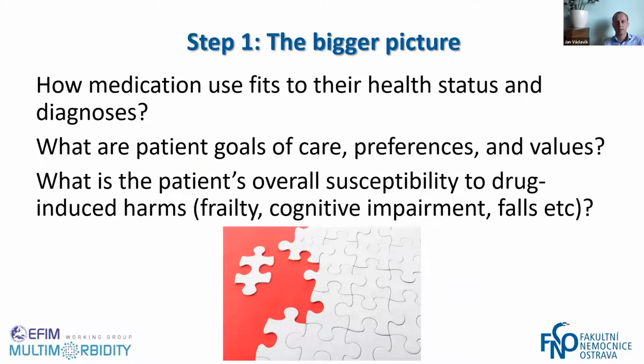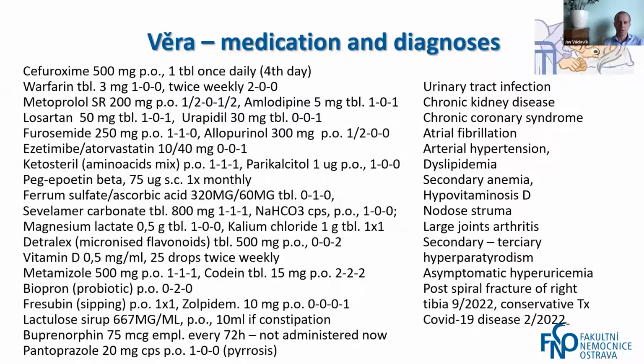We always have to see the bigger picture, how the medication use fits to the patient's health status and diagnosis. What are the patient's goals of care, preferences and values? What's the patient's susceptibility to drug-induced harms? Are they frail? Are they cognitively impaired? Do they fall? It's all we have to consider. So if we match together, we can see a substantial number of drugs given for not so high number of diagnoses the patient has.